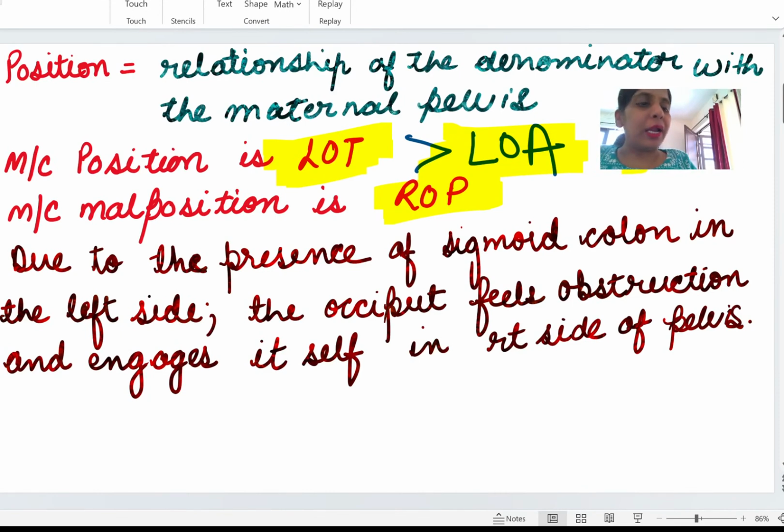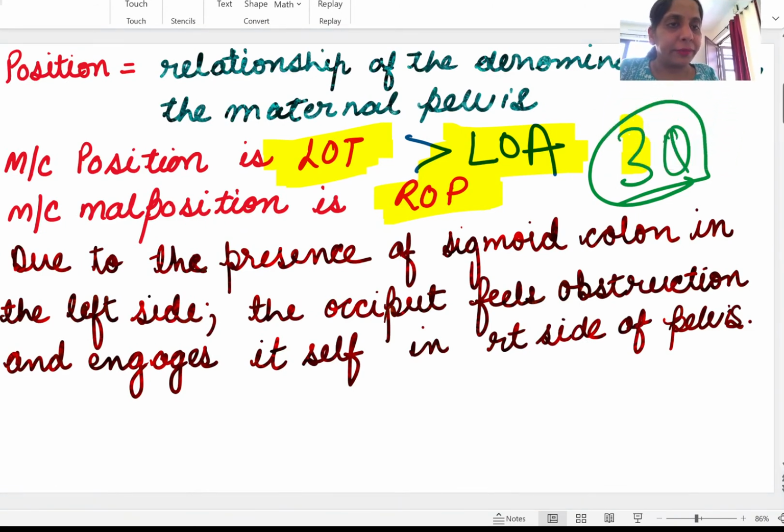These are the three questions which have come previously. The most common position is left occipito transverse. The second most common position, or the most common anterior position, is left occipito anterior, and the most common malposition is right occipito posterior. Simple.